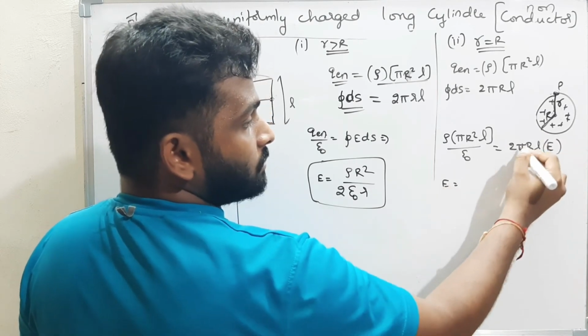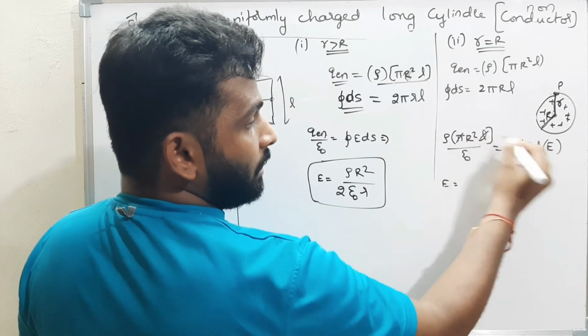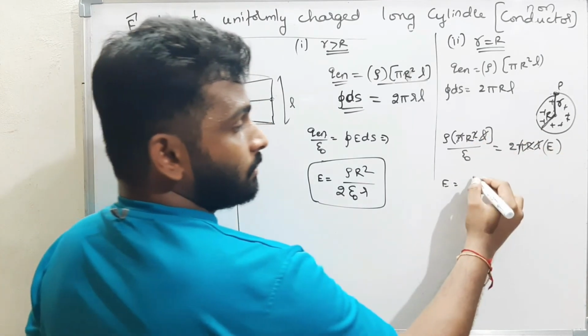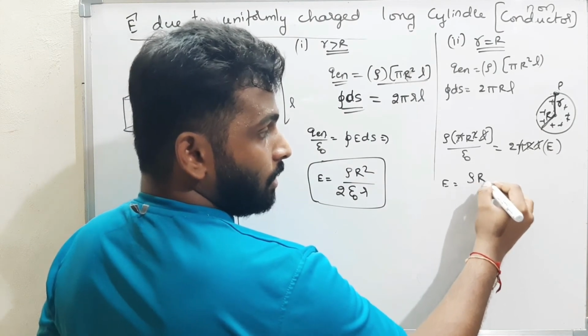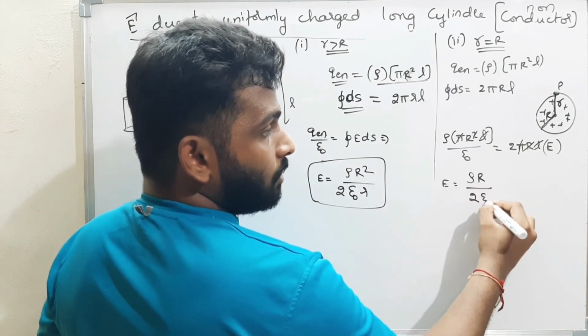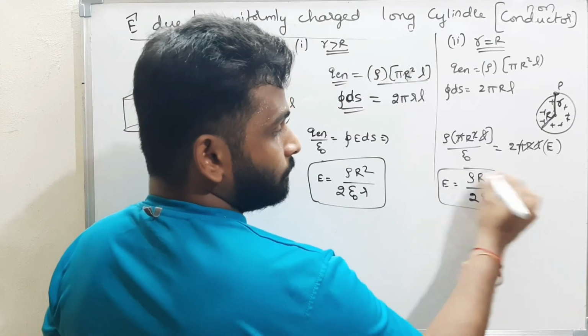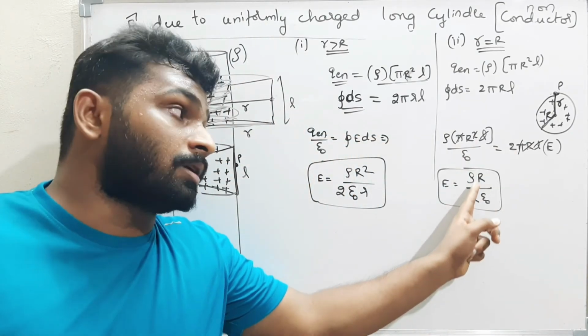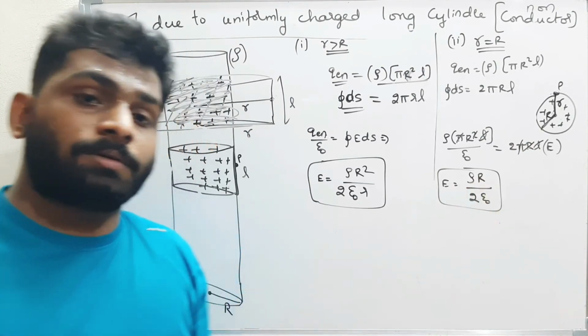Pi cancels off, L cancels off, and one R cancels off. What is the electric field? Rho R by 2 epsilon naught. That is the electric field at a point when the point is on the surface. That is rho R by 2 epsilon naught.